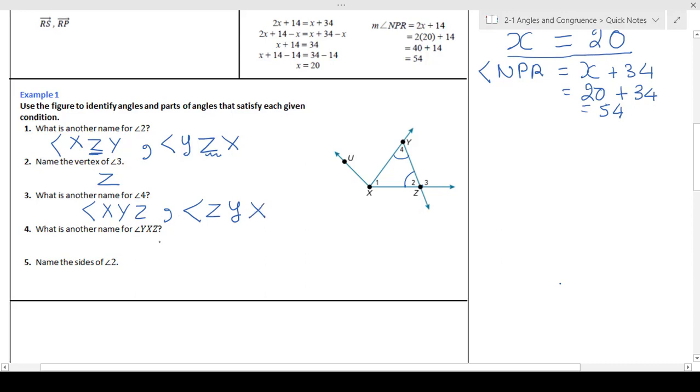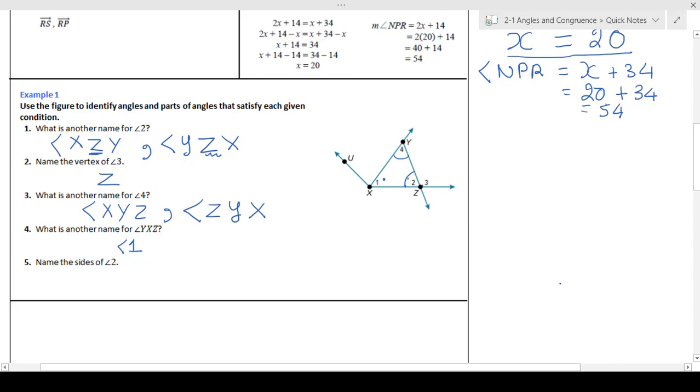What is another name for angle Y, X, Z? He wants a name for this angle. Now, he gave me here a number, so I can just call it angle 1. Okay? Now, name the sides of angle 2.